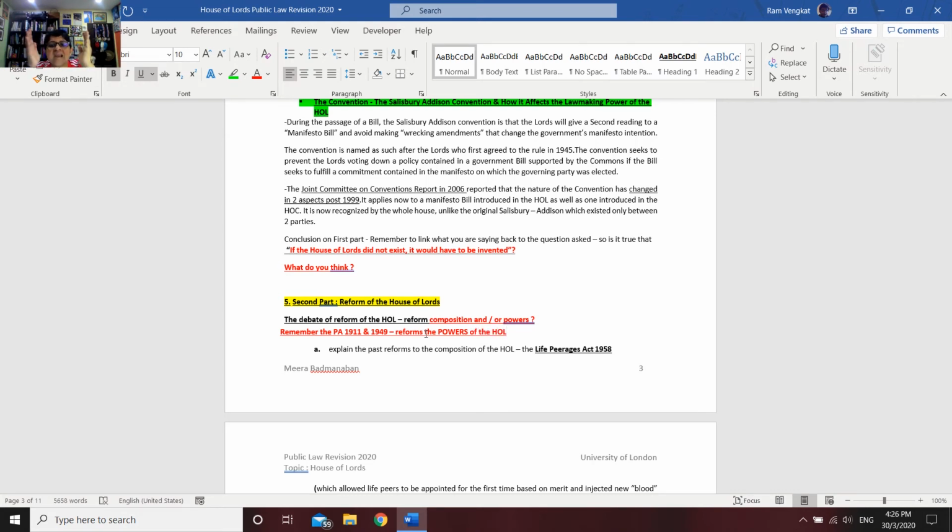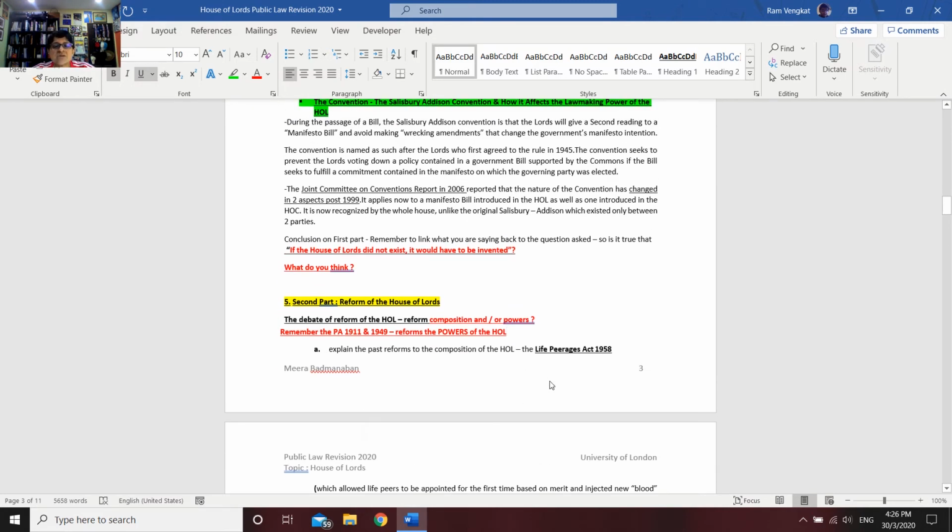What powers? The legislative powers. So before 1911, the House of Lords had a veto power to stop, to block legislation. After 1911, that was replaced with a delaying power. And in 1949, that delaying power was further reduced. 1911 was for 2 years for a non-money bill. In 1949, that got reduced to 1 year. So that's a very important reform. Now, after that, what happened?